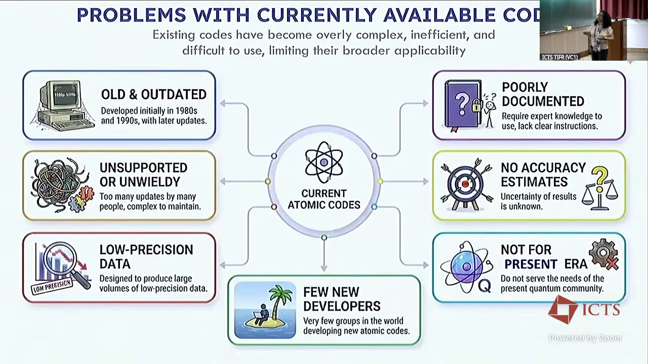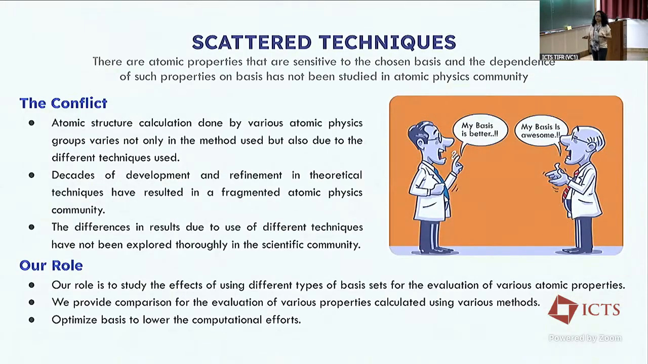So I think that it doesn't serve the purpose of the present community, where the demand for atomic data is so much. And in addition to that, within one particular method, we observed that the techniques are scattered. The theoretical techniques used to calculate atomic properties are scattered.